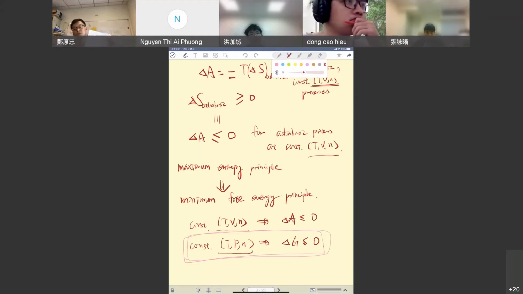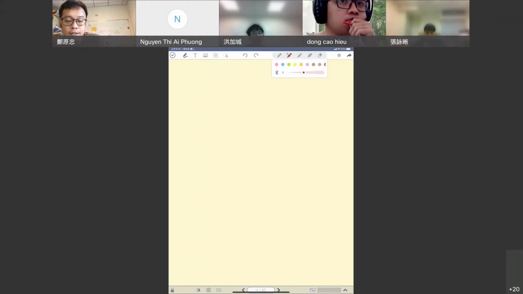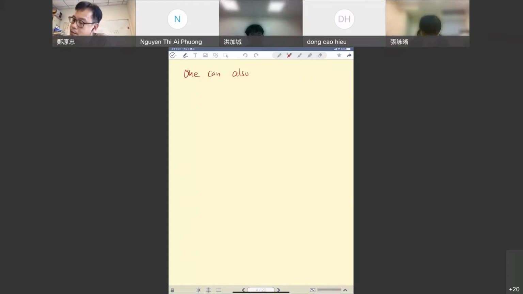We can further discuss the meaning of the Helmholtz free energy, but I don't want to go into detail. The thing is, one can also prove something. I give this as an exercise for you. You can go back and try to prove this. It's not so difficult actually, and maybe many of you have already done it in your undergraduate thermodynamics course.